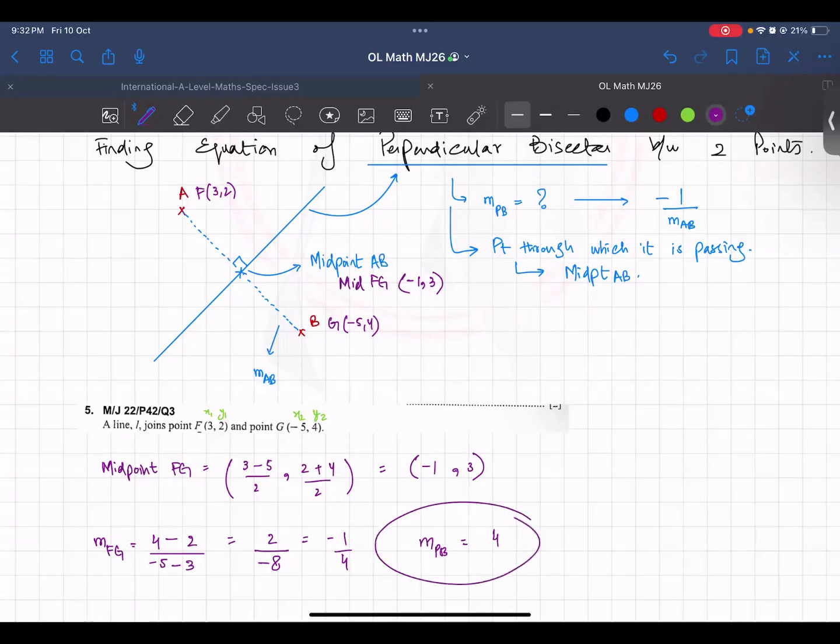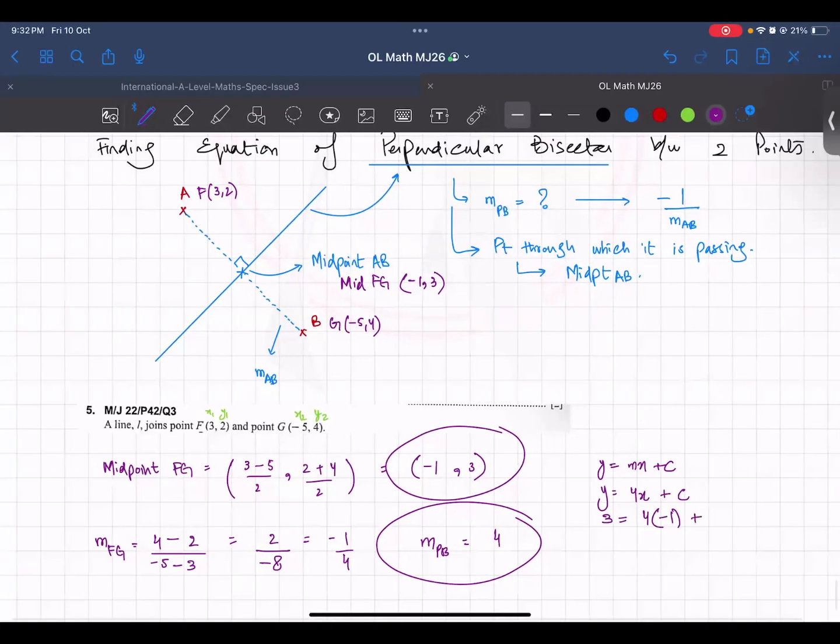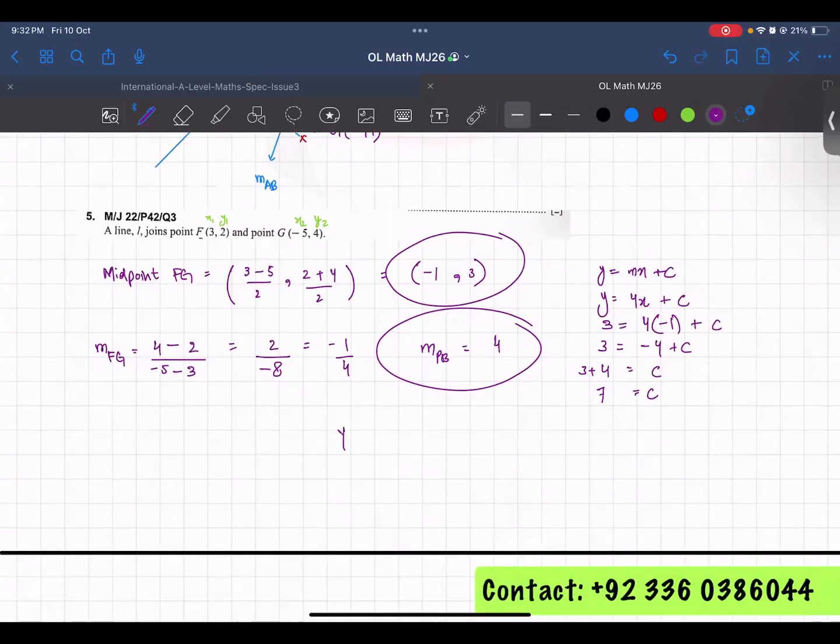So now you have the gradient, now you have the point through which the perpendicular bisector is passing. So what do you do now? y is equal to mx plus c. y is equal to 4x plus c. And now you have the point. So y is 3, x is minus 1, plus c. So 3 is minus 4 plus c. So 3 plus 4 is equal to c. And so your c is 7. So finally, your equation is y is equal to 4x plus 7. This is your answer.